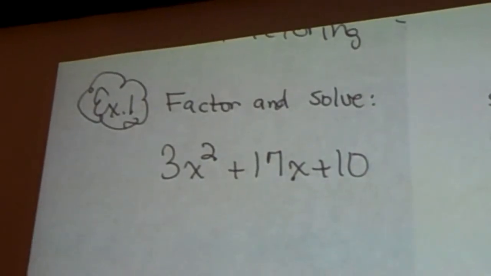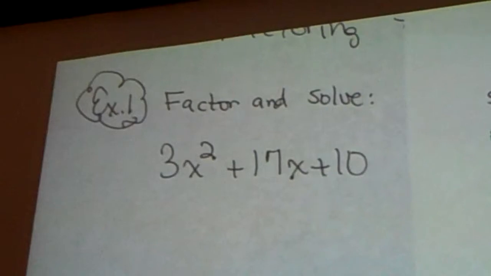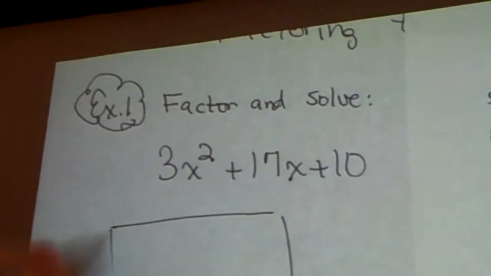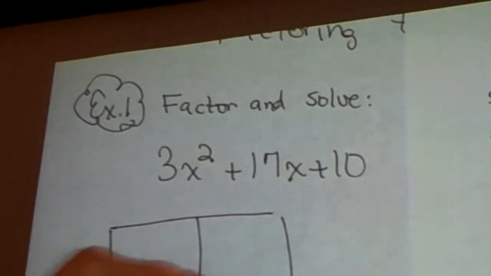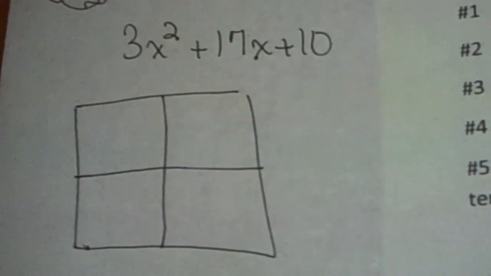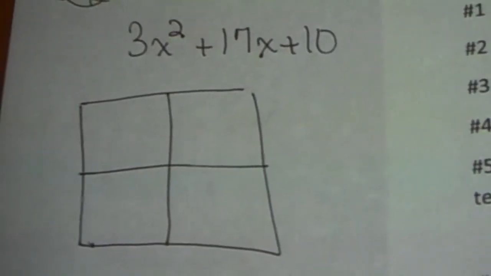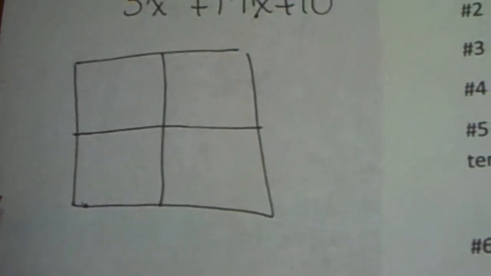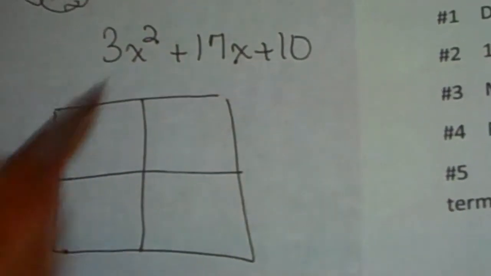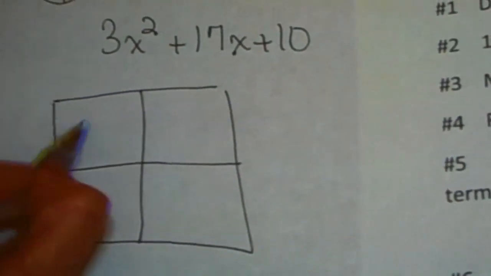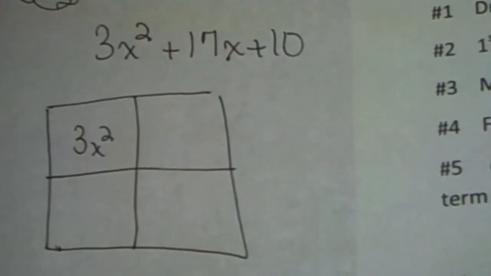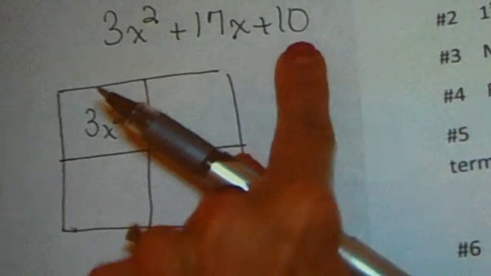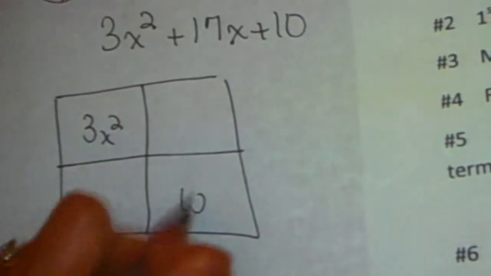Step 1. Lathan, tell me what step 1 says. Draw a box. Very good. Everybody with me? Step 2, Johnny. First term and last term. Very good. First term is right here. It's 3x squared. Remember in our picture, there's the first term. Last term goes in this box, and the last term is 10.